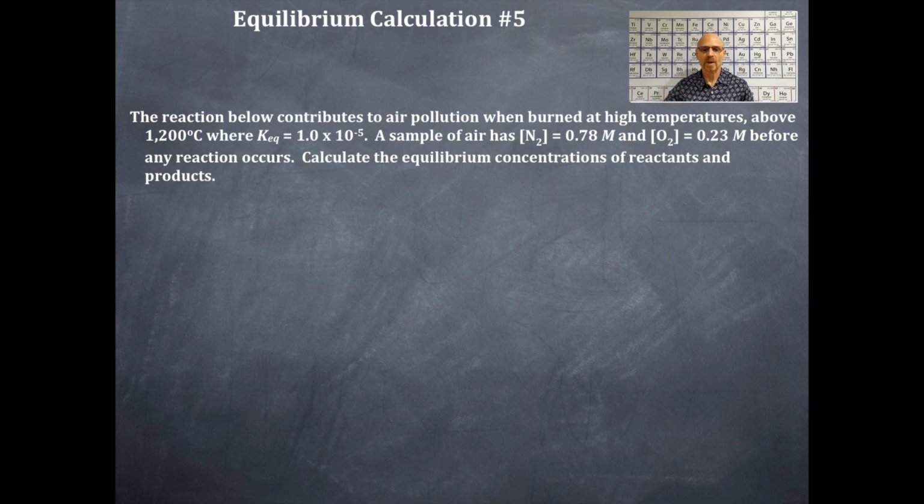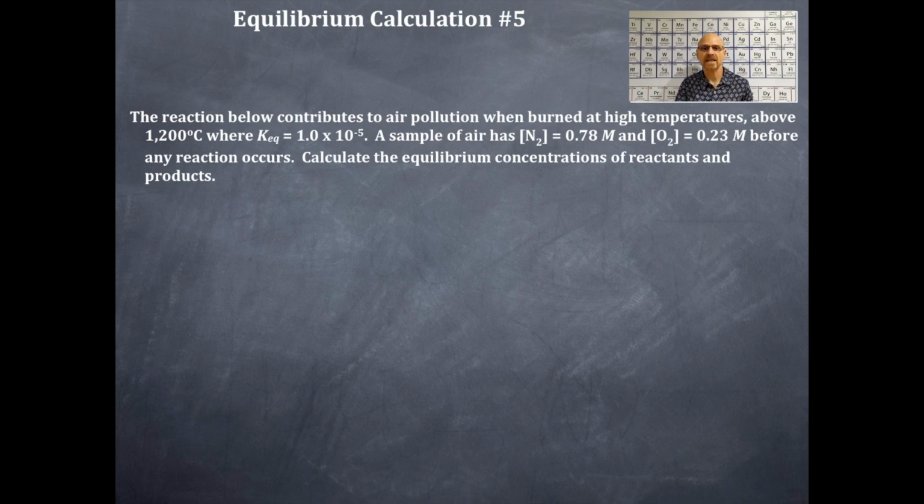Here we go. The reaction below contributes to air pollution when burned at high temperatures, above 1200 degrees Celsius, that is, where the KEQ is 1.0 times 10 to the negative 5. A sample of air, nitrogen gas, has a concentration of 0.78 molar and oxygen gas at a concentration of 0.23 molar before any reaction occurs. Calculate the equilibrium concentrations of reactants and products.